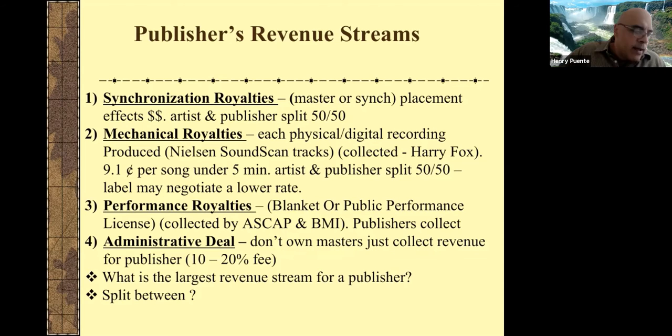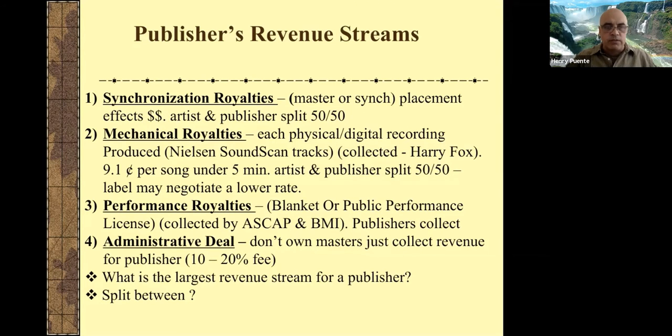It's about 43%, 44% more or less of a publisher's royalties that comes from the blanket and public performance licenses. If somebody covers your music in a live performance, it goes under performance royalties. If the Dodgers play your music at Dodger Stadium, that's a performance royalty. If a radio station, Kiss FM or K-Rock, plays your music on the radio, it's a performance royalty. If it's streamed, it's a performance royalty.